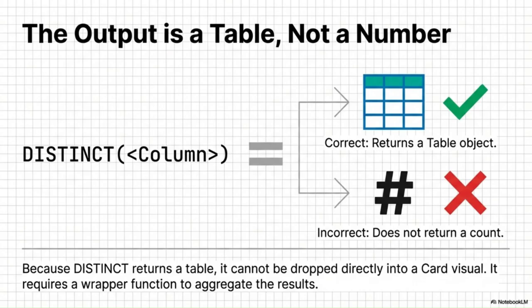This is one of the biggest mistakes beginners make. DISTINCT does not return a count. It returns a table object. Because of that, you cannot directly place DISTINCT into a card visual. You need an aggregation function like COUNTROWS to convert it into a scalar value.